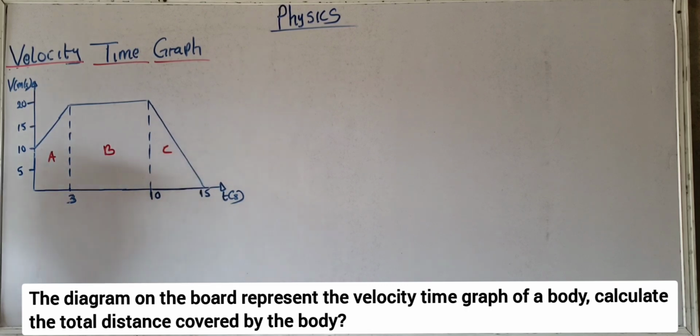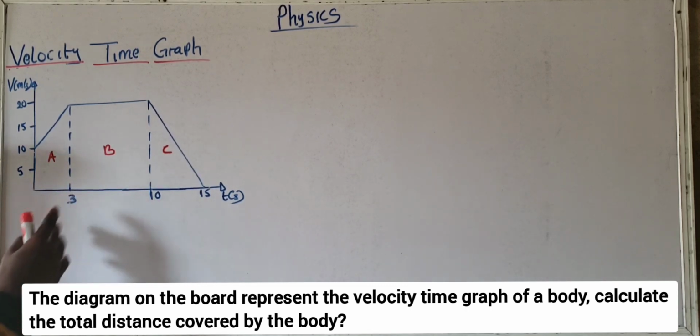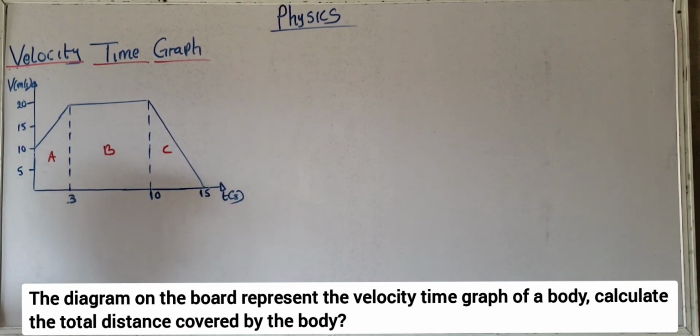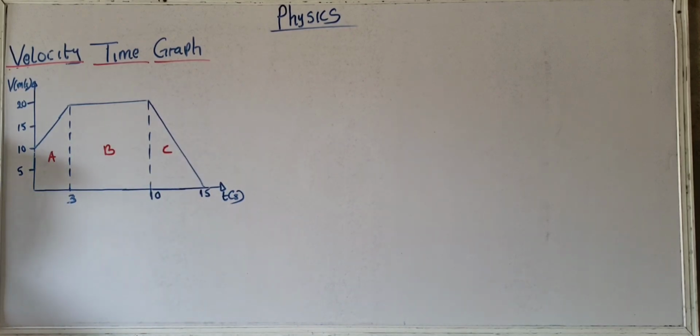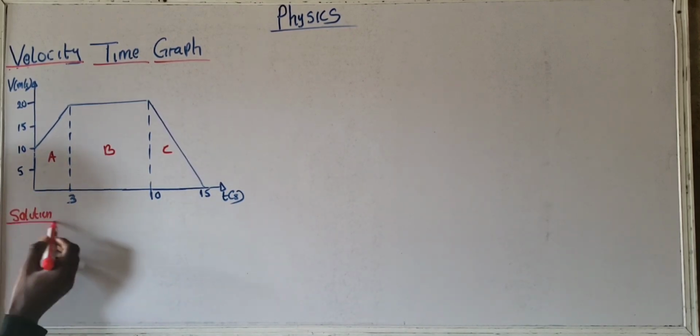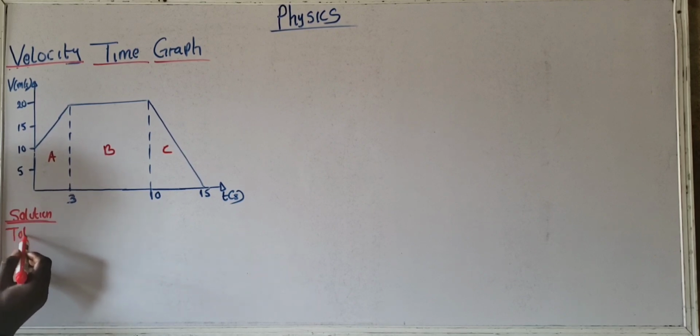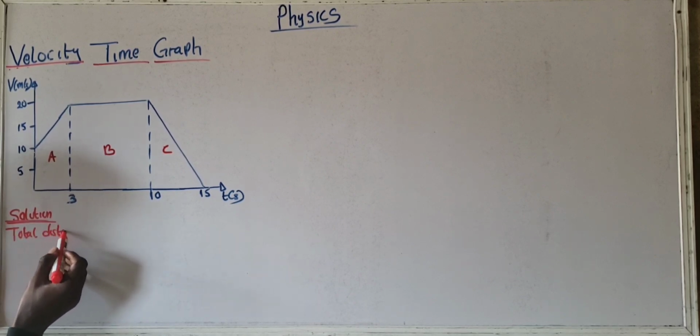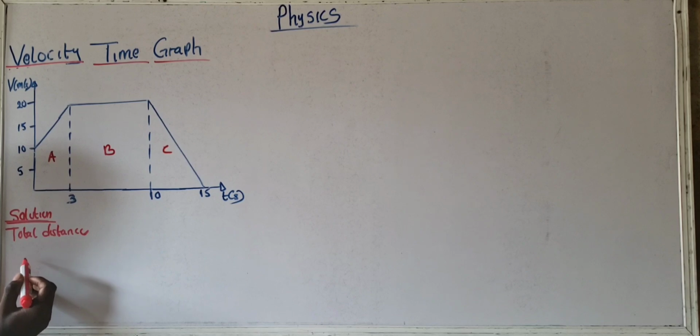Well, you might be wondering how will I determine the name of this shape? Just take it one by one. Take each segment by segment. You can see that shape A looks like this. Let's start. Solution. We are asked to find the total distance. Total distance. Now, this is how shape A looks like.